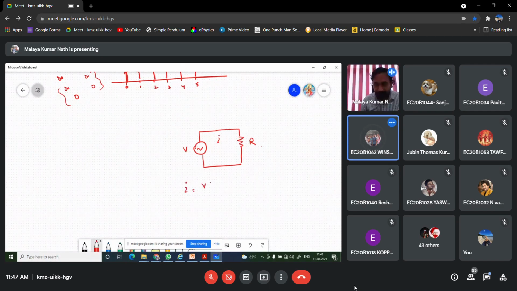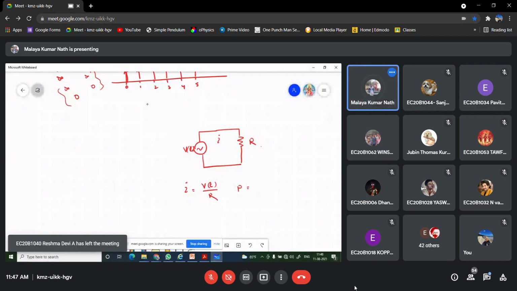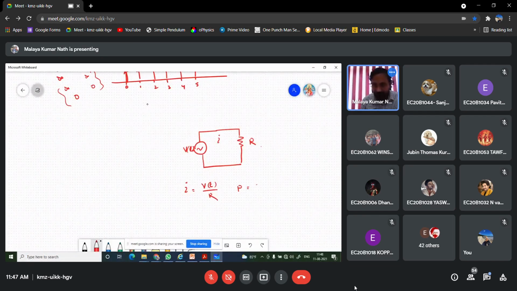V by R. The current that will be flowing through this is equal to V by R. Suppose this voltage is varying with respect to time. Now what is your power in this case? Your power is equal to nothing but your how much? That is equal to V(t) into I(t), am I right or not? Yes, sir. V(t) into I(t).